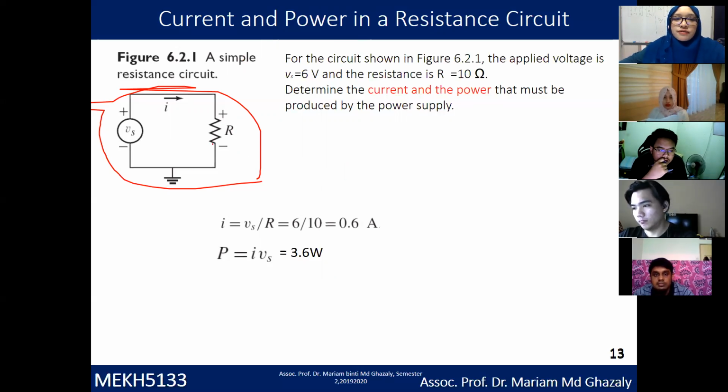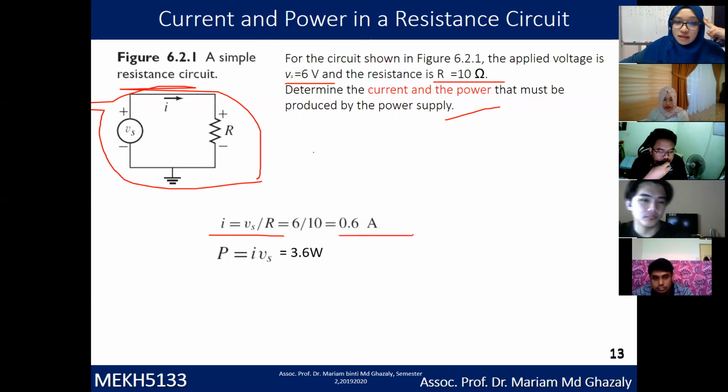For the circuit in this figure, the applied voltage is given as 6 volts and the resistance is R. Determine the current and power that can be produced by the power supply. This one is very simple. I equals Vs over R, then you get I. Then power is I times Vs, so you get 3.6 watts. So I is 10 times Vs is 6.